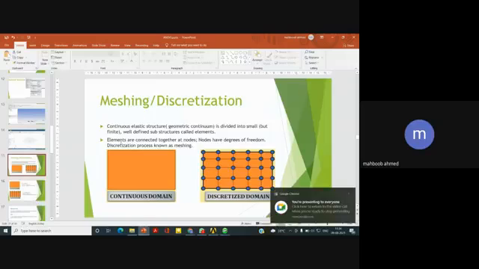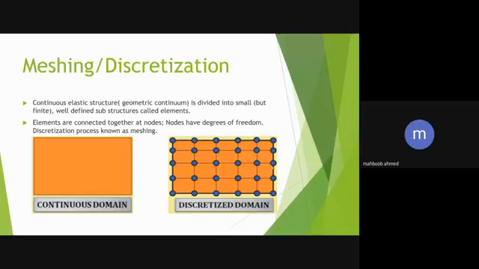In discretization or meshing, what we do is we divide our system into small parts. But here the question is why we do this. The reason is that if you take any system or any material, to analyze it perfectly, it is made up of what? Atoms and molecules.